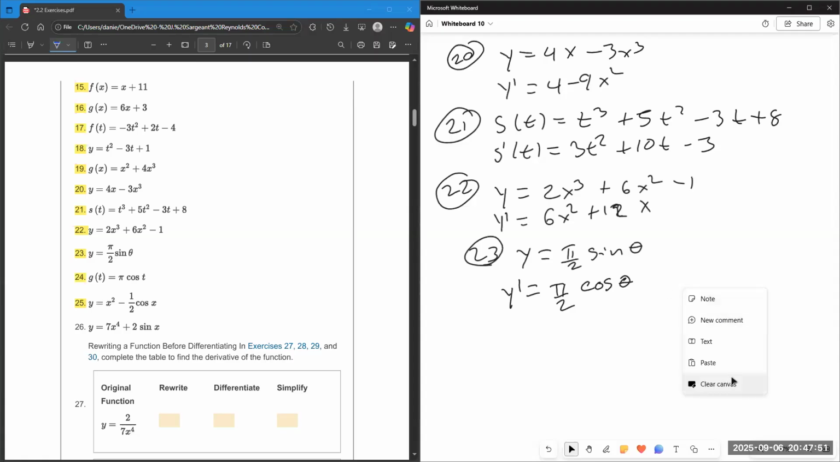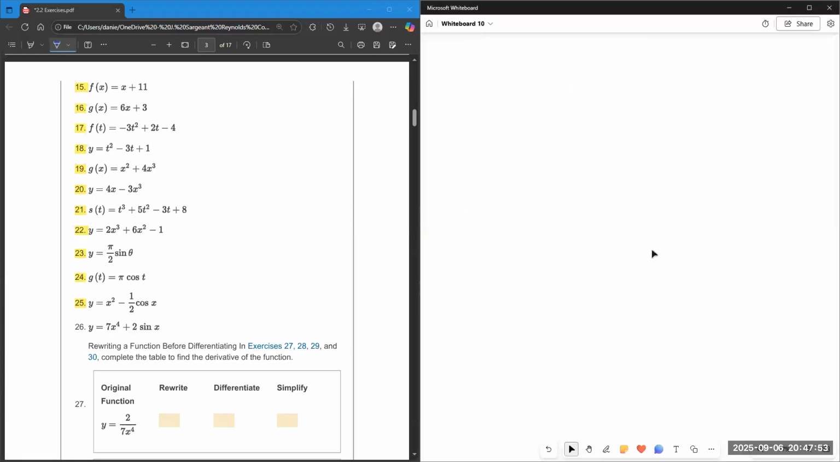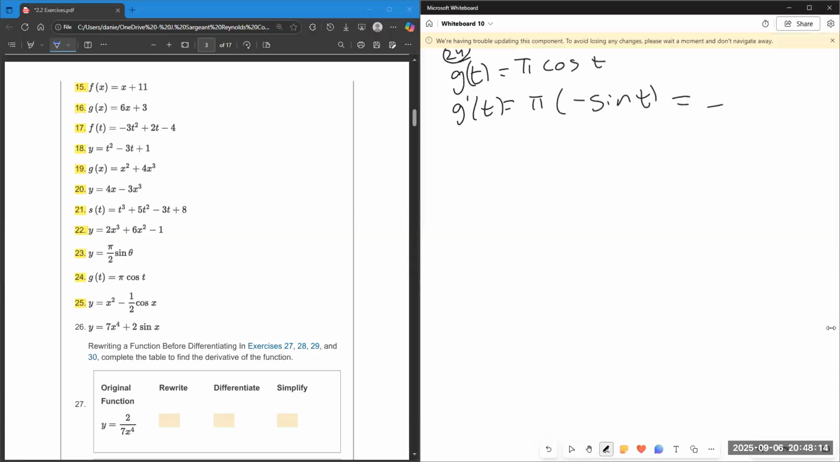Let's look at number 24 next. g of t is equal to pi cosine of t. So g prime of t: pi is a constant multiplier, derivative of cosine is negative sine. So this will be negative pi sine of t.